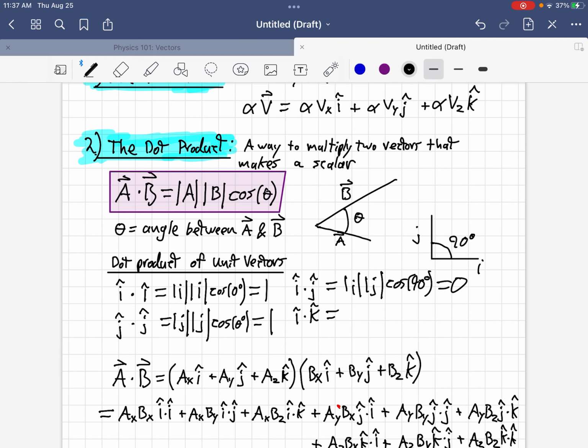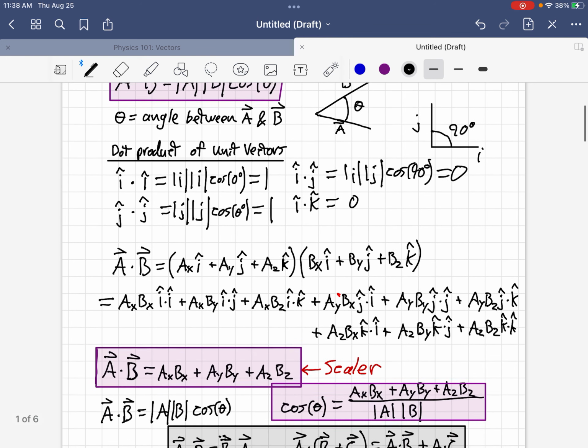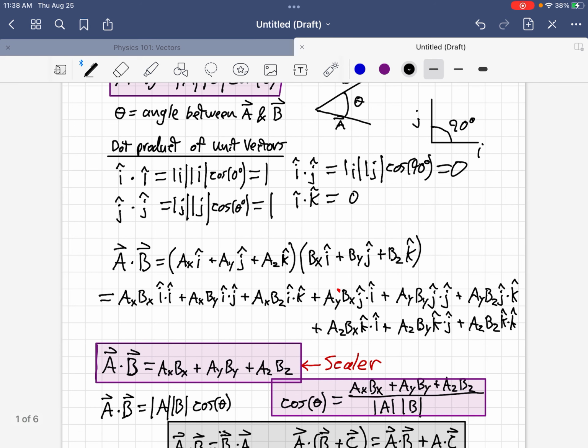So the dot product of perpendicular vectors is 0, and the dot product of parallel vectors is just the multiplication of the magnitudes of those vectors. So similarly, i dot k would also be 0 if we're dealing in three dimensions, because i and k are also perpendicular. So another way to define the dot product is if you write out the vectors in their component form, right? Ax times i, Ay times unit vector j.